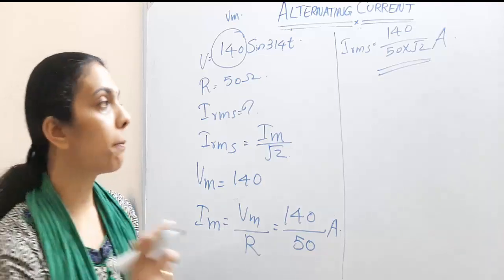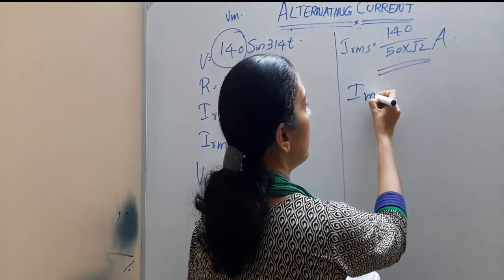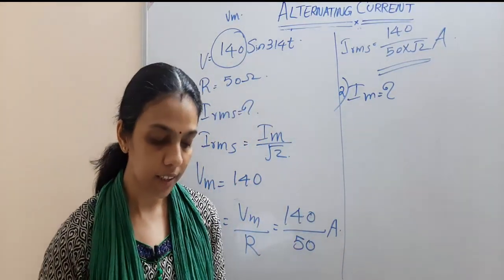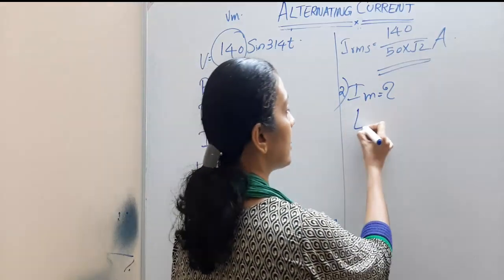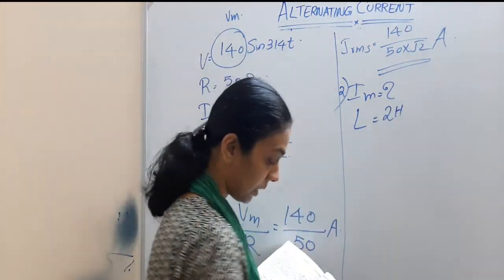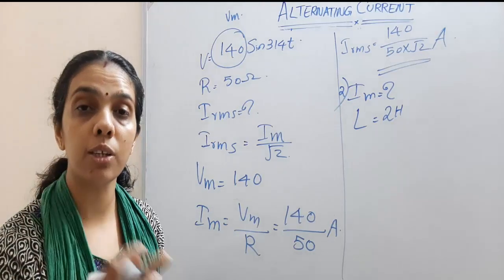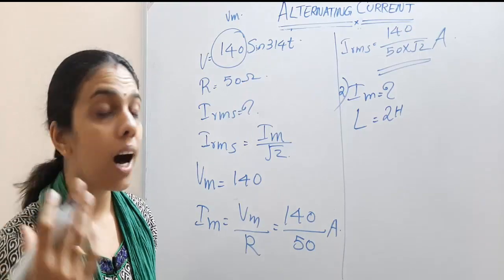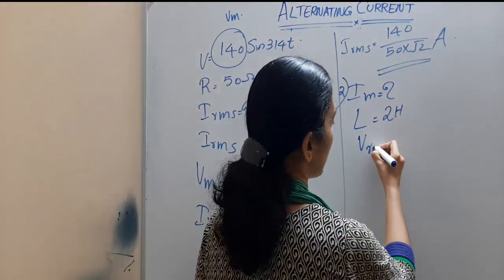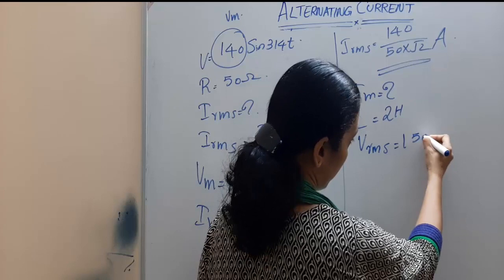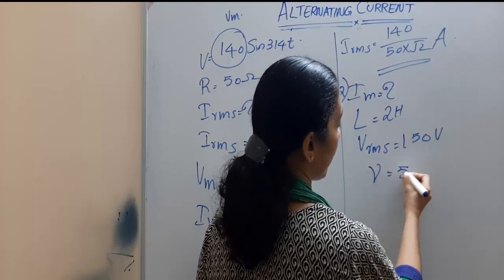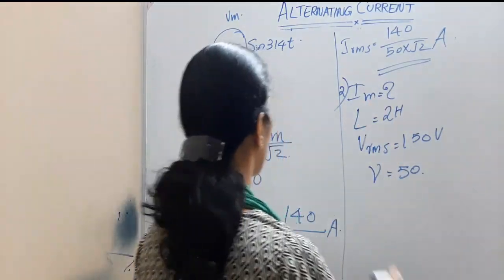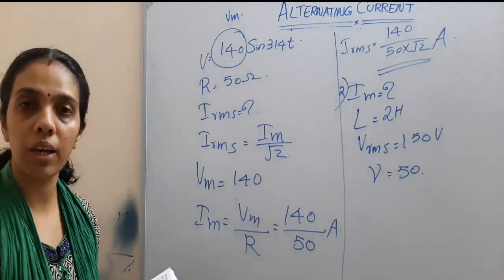So we need to find the maximum value of current, Im. This is the second question. Im we need to find when the inductance L equals 2 Henry and is connected to 150 volt. So what is that 150 volt? Whether it is an RMS value or maximum value? It is the RMS value. VRMS is equal to 150 volt. It's connected to a 50 cycle supply, so frequency is 50. We need to find the maximum value. Same method, if you do it, you will get the final answer.